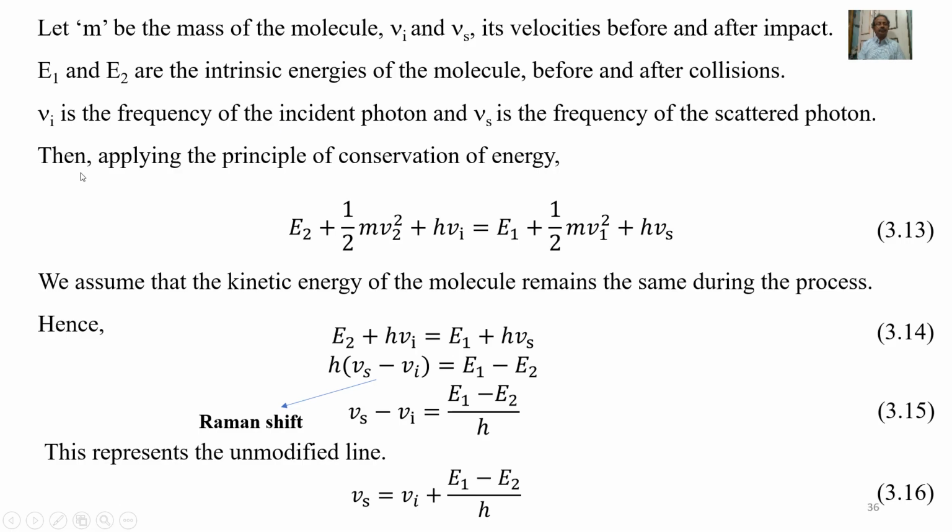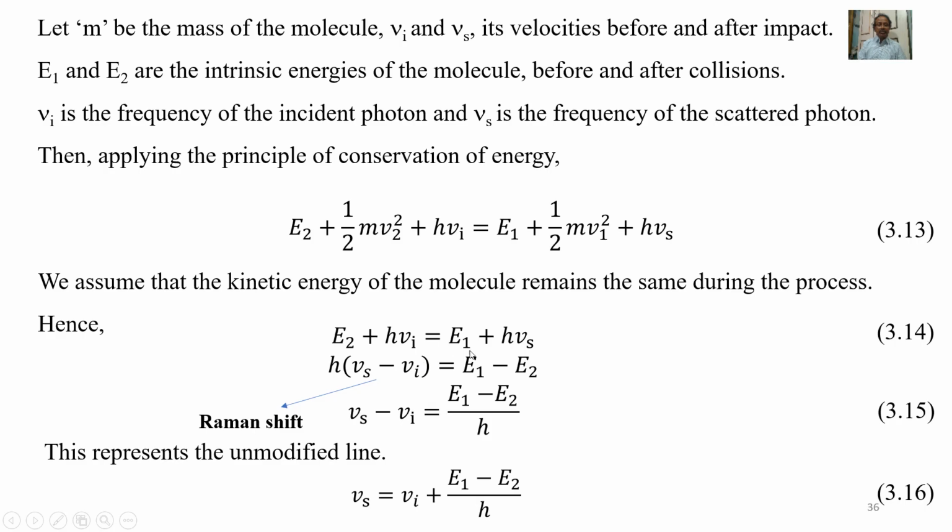Then applying the principle of conservation of energy, we have E2 plus half m v2 squared, plus h nu I, which is equal to E1 plus half m v1 squared plus h nu S. Let us assume that the kinetic energy of the molecule remains the same during the collision. Hence, we have E2 plus h nu I, which is equal to E1 plus h nu S.